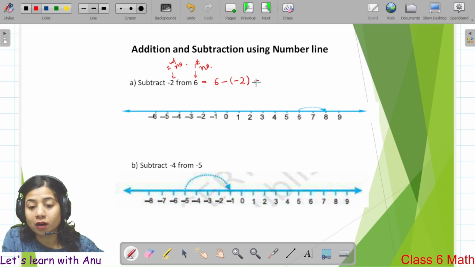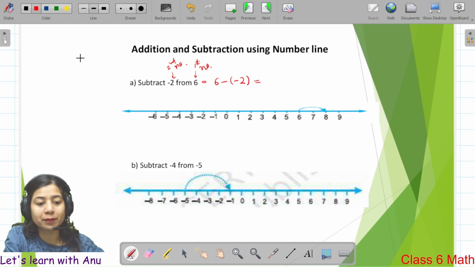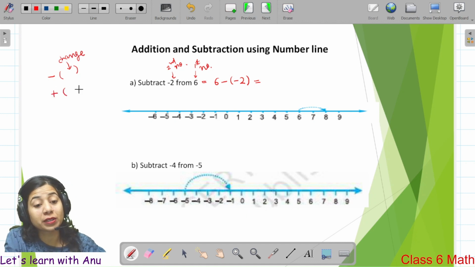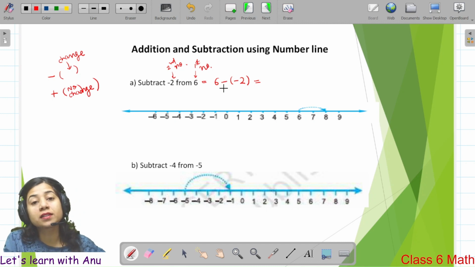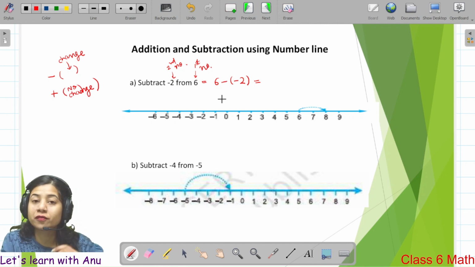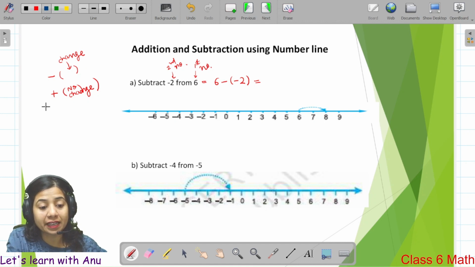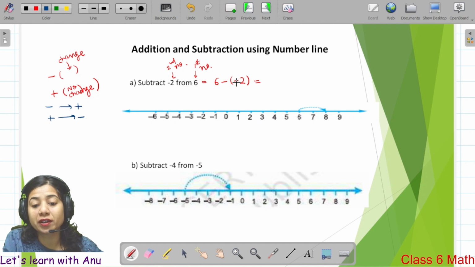Now again, the rules of bracket which I explained earlier, I'm revising it again. If outside the bracket the sign is negative, the inner sign will change. And if the sign outside the bracket is positive, then no change. I hope it's clear, everyone. So outside it's a negative sign, so the inner sign will change. If it's negative, it will change to positive. If it is positive, it will change to negative. So here we have minus 2, so it will become plus 2.